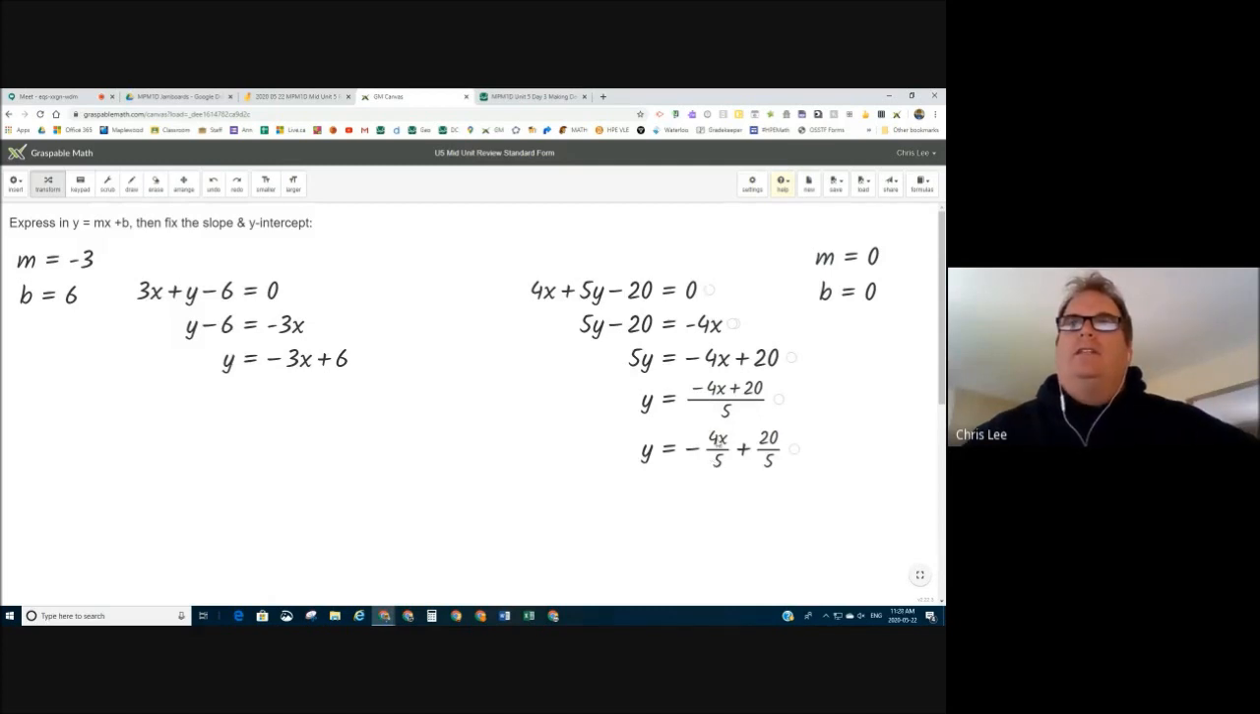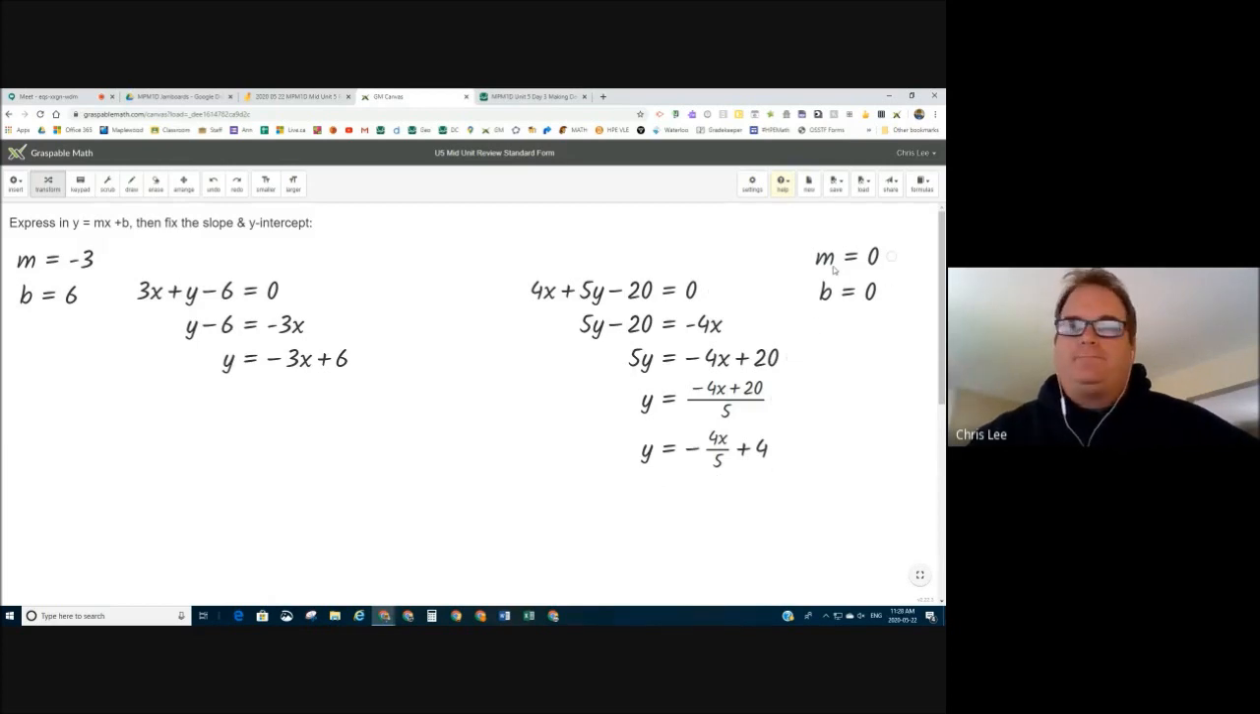4 divided by 5 is not an easy number. You end up with a decimal. And in fact, if I click on it, it'll shake and say, no, I don't want to change that. I'm going to leave it as 4 over 5. But 20 over 5 does reduce nicely to 4. Okay, so I'll just move this up so you can see. Divide this by 5, excuse me, is just a fraction. But this divided by 5 does get you 4. And now it's in y equals mx plus b form.